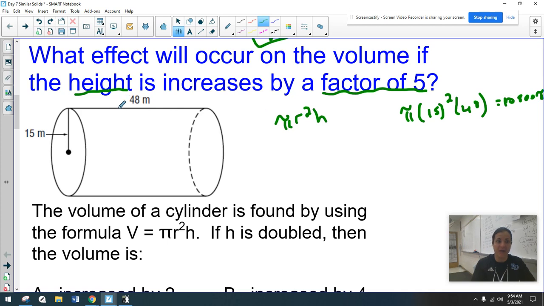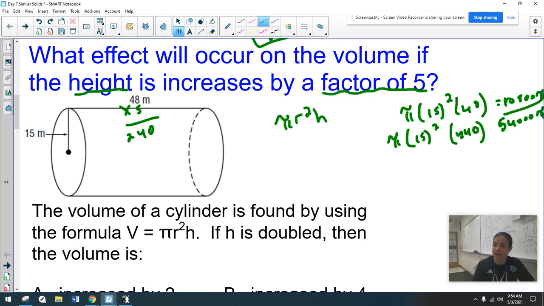Then if we increase the height by a factor of 5, so 240 is my new height. So now I've got pi r squared h. And if you multiply those out, you're going to get 54,000 pi. So if you divide those to see what the increase would be, you're just going to end up with 5. So your final answer is really, it's just times by 5.